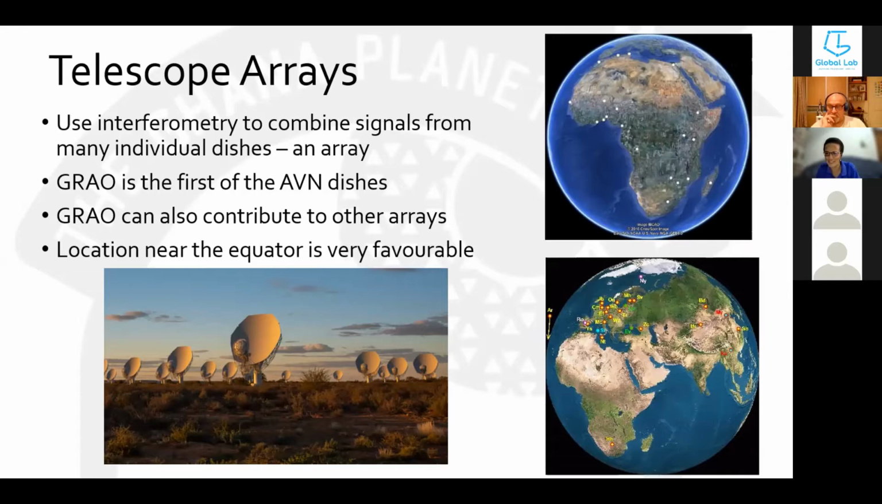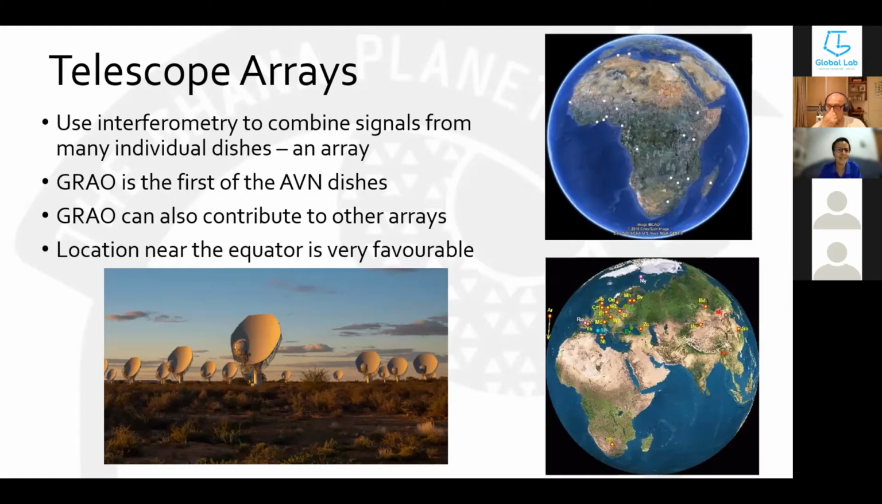So this is a fantastic idea, the idea of having an African array. Just think of the opportunities there for human capacity development, for the engineering, and of course the science and the collaboration between all the countries. That would be great. And our Kuntunse Observatory is the first of that network to be up and running.